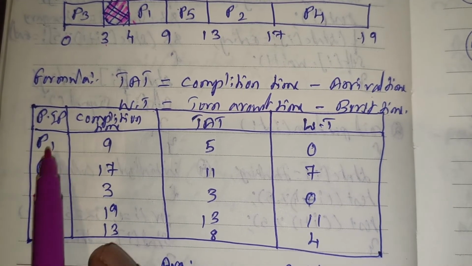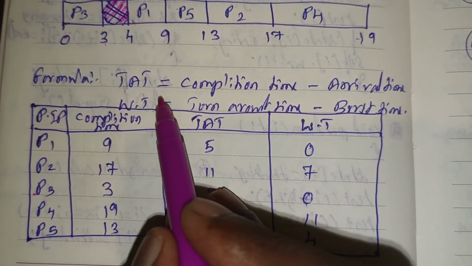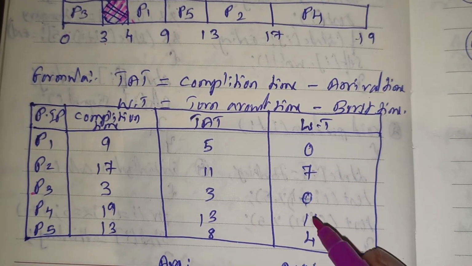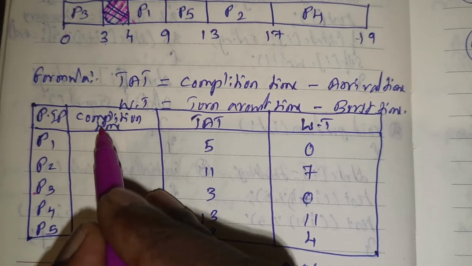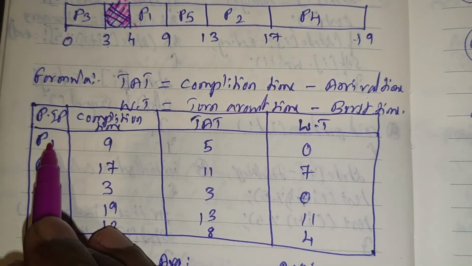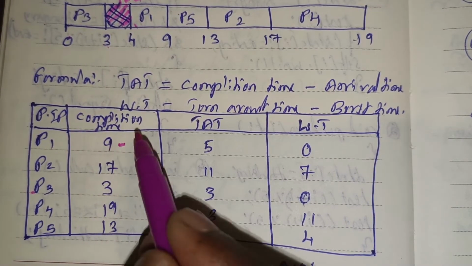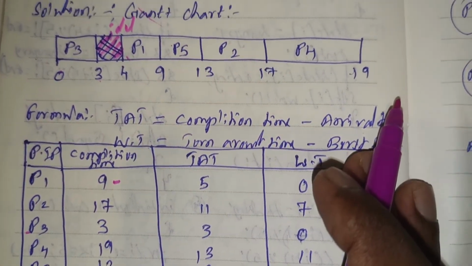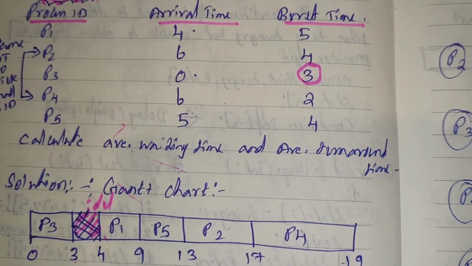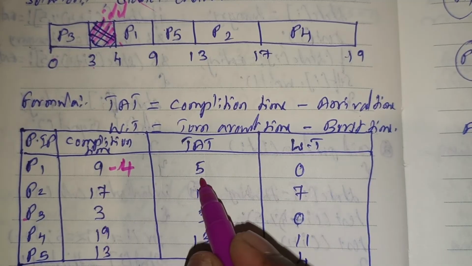You can check it. Okay. Now P1, its completion time is 9. So what is the turnaround time formula? We need to find turnaround time and waiting time for each and every process. Now let's take P1, completion time is 9. Turnaround time is equal to completion time minus arrival time. What is the completion time for P1? Here it is 9. Minus what is the arrival time for P1? Let's get into this chart. The arrival time for P1 is 4. So 9 minus 4, the answer is 5.